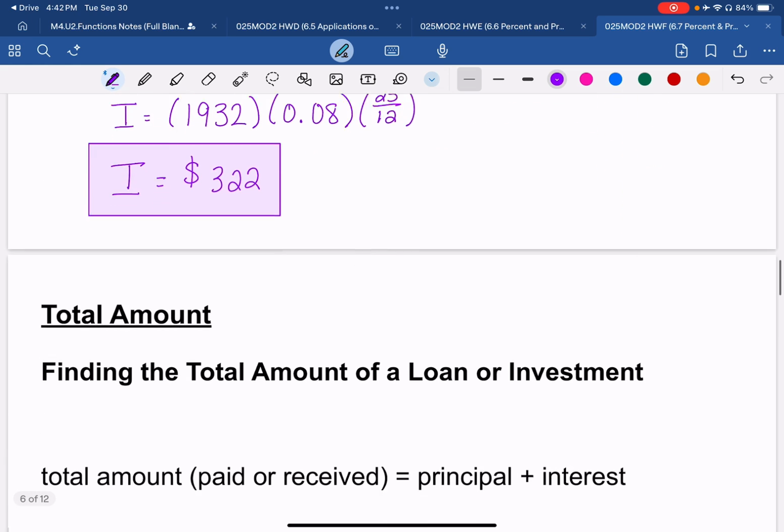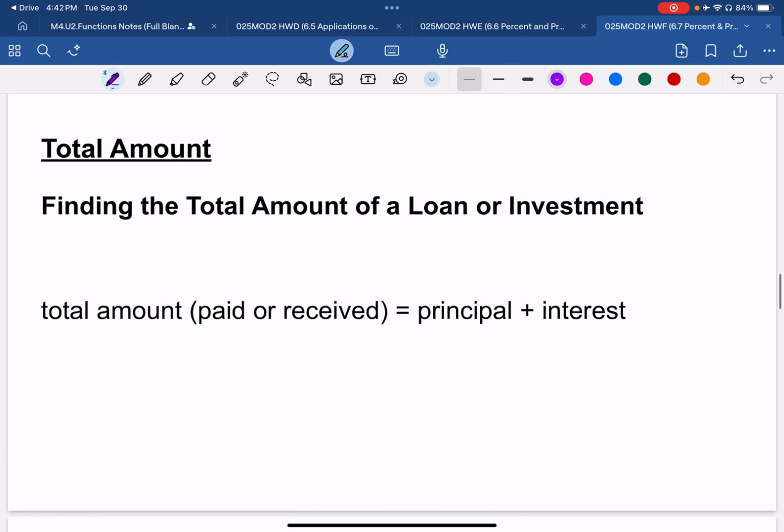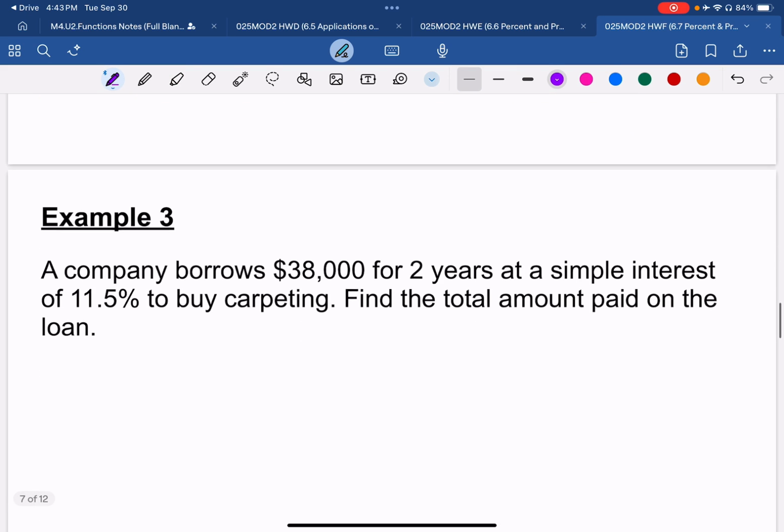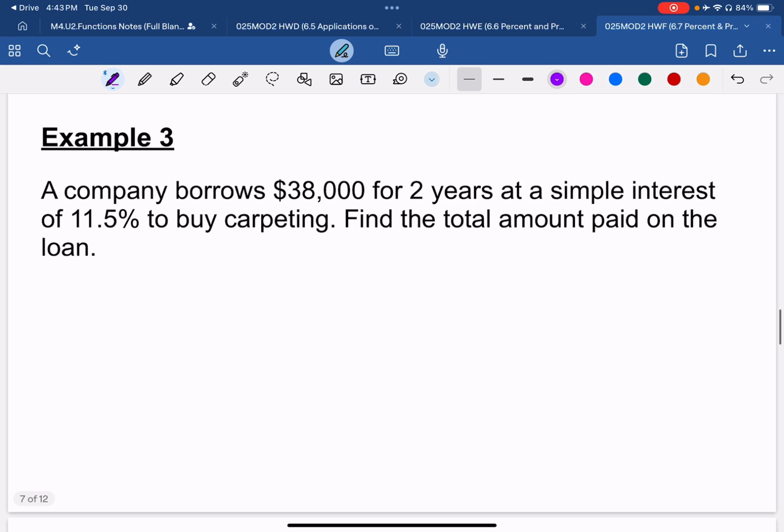Both of those were just finding the interest amount. What if I wanted to find the total amount? The total amount of a loan or an investment, that's how much you've either paid or gotten over the whole amount of time, can be found by taking the principal and adding the interest back to it. For example, if a company borrows $38,000 for 2 years at a simple interest of 11.5% to buy carpeting, we want to find the total amount paid on the loan.